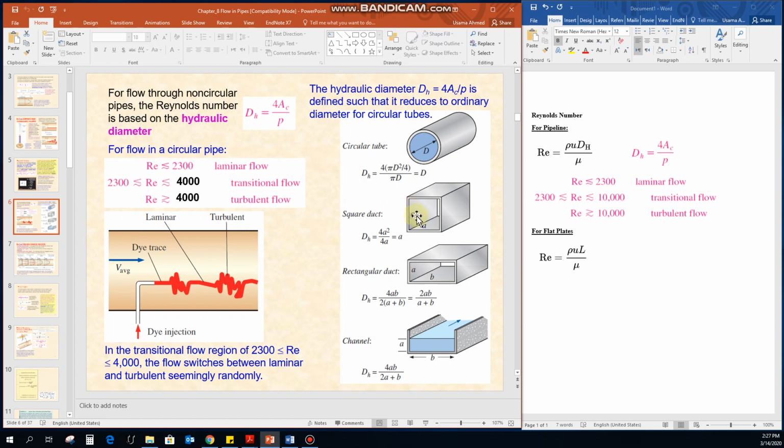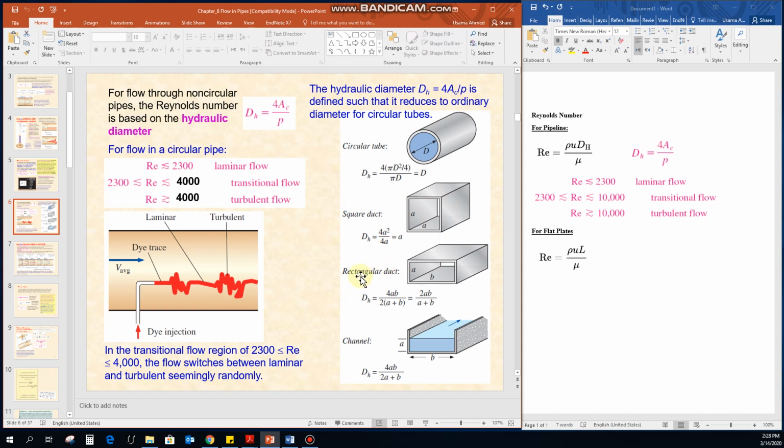So what is the area of this square duct? It is A multiplied by A, A squared, so 4A squared divided by the wetted perimeter. So what is the wetted perimeter? The perimeter which is coming into contact with the fluid. So we have the wetted perimeter as 4 times A, which is the side length here. So the hydraulic diameter for this square duct becomes A.